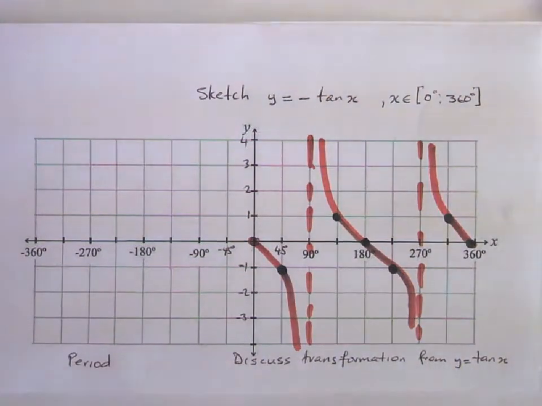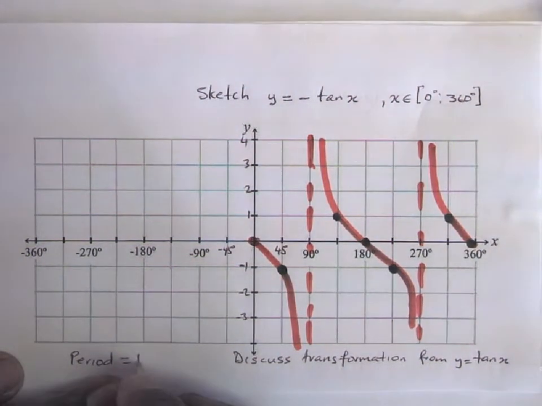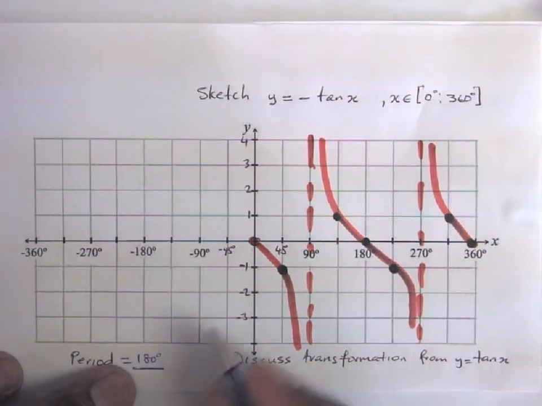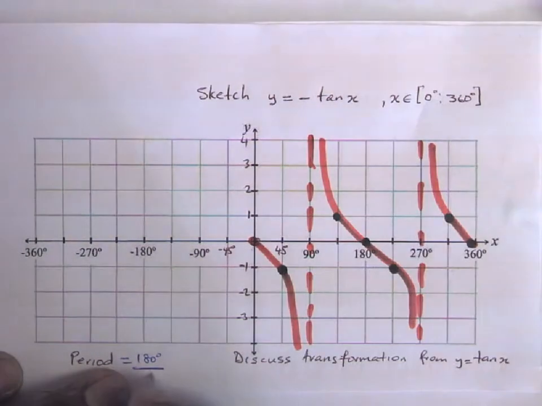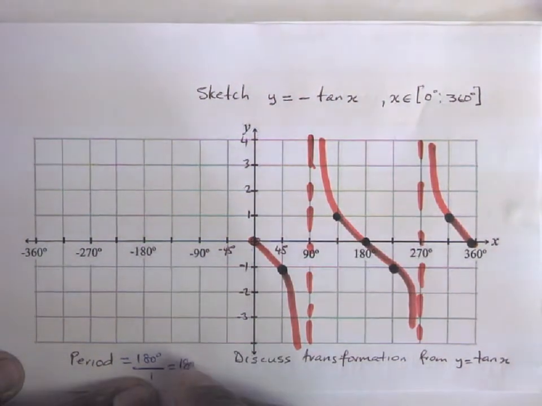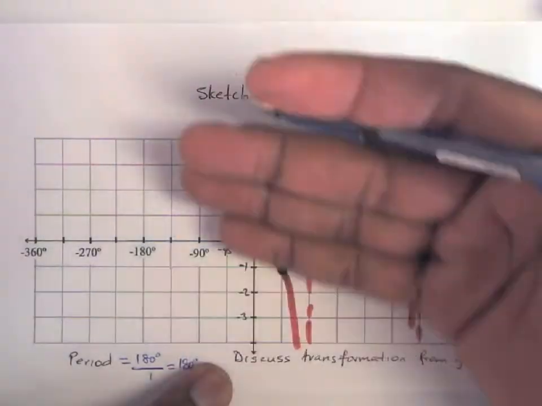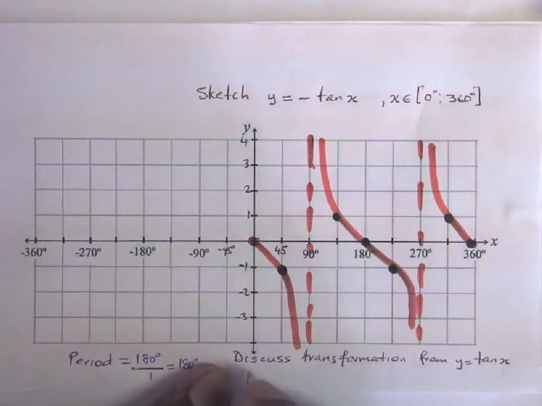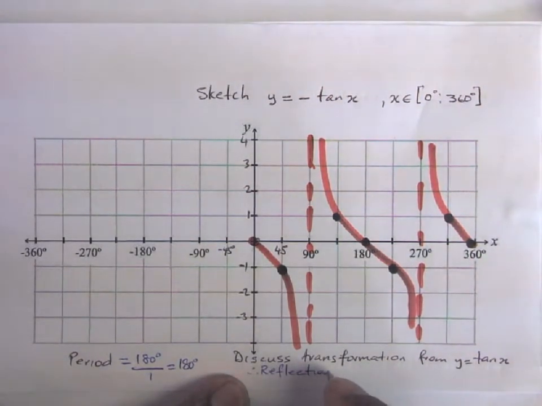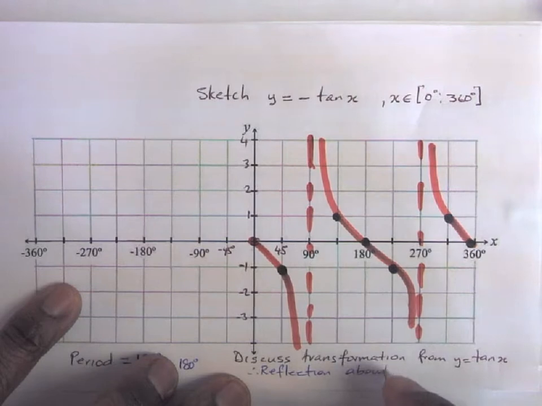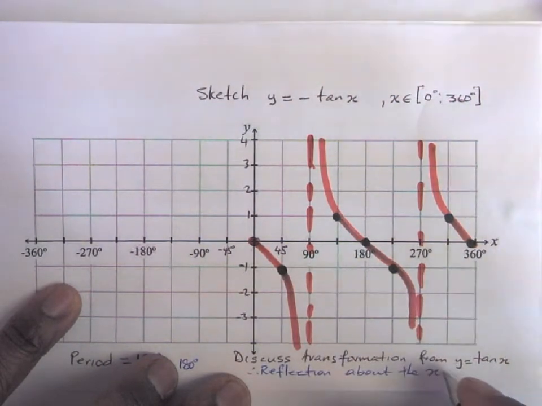So answer the questions. What's the period? Again, it's 180 degrees divided by the coefficient of x, which is 1, equals 180 degrees. Now discuss the transformation. It's a reflection about the x-axis. Therefore, this one we say is a reflection about the x-axis.